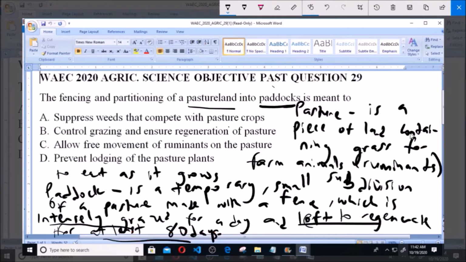Now, among the options listed to us, option B says control grazing and ensure regeneration of pasture. And from the function or the purpose of a paddock that we have described here, it is made to control grazing and also to ensure that that portion of the pasture is left to regenerate. So option B, control grazing and ensure regeneration of pasture, is the correct answer to this question.